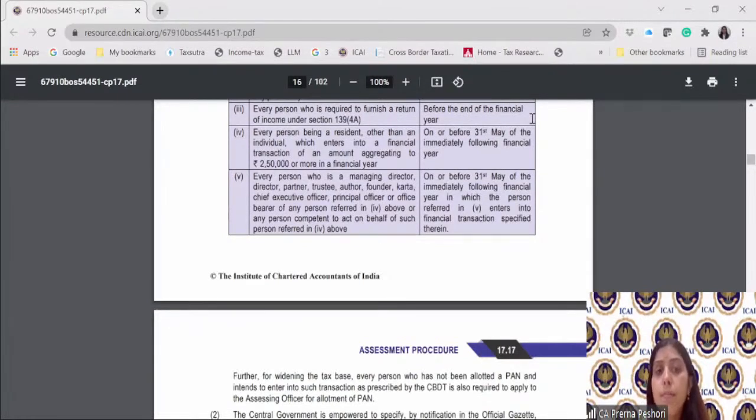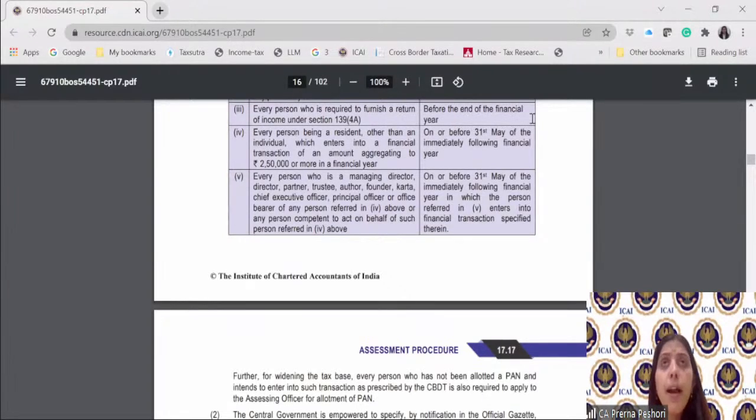Is that clear? If any person who does not have a PAN enters into any transaction which I have just now stated, say for example, sale or purchase of security, or sale or purchase of goods over 2 lakh, he shall make a declaration in Form 60, giving the particulars of the transaction, either in paper form or by generating the electronic verification code.